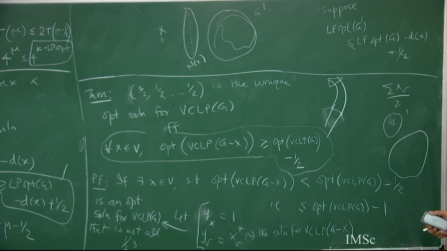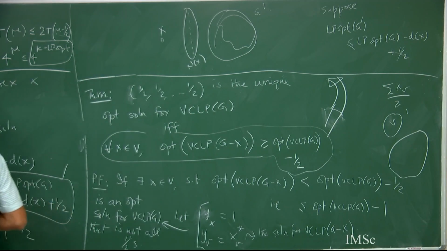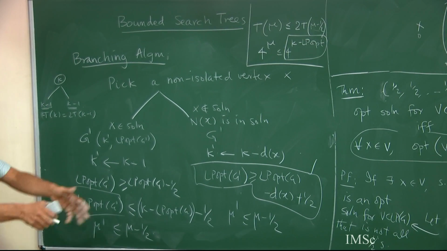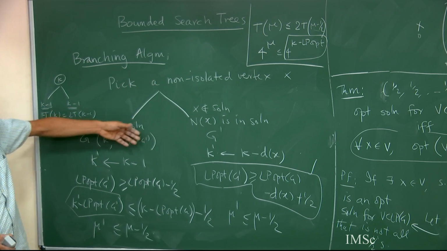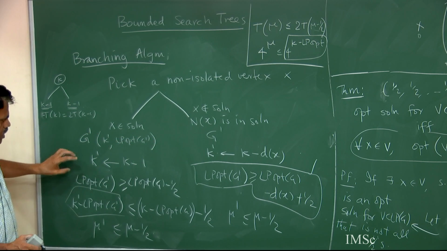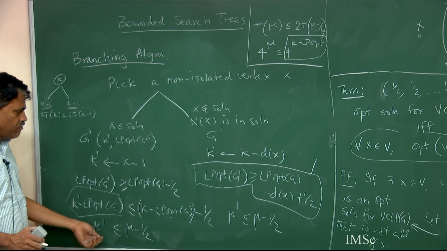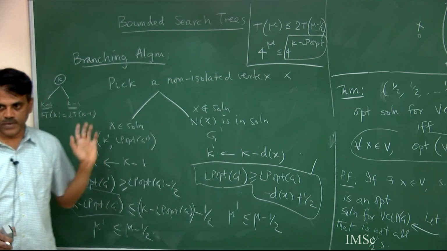Okay, so one important point which I really did not emphasize, which is important. So that's it, that's the end of the algorithm. Okay, let me just step back and tell you what I have done. We have done some pre-processing until we reach the situation where the unique optimum solution is all halves, and there I simply picked a non-isolated vertex and branched and argued that the drop not in k but in the difference k minus LP is at least half, resulting in a 4 power k minus LP opt algorithm for the problem.